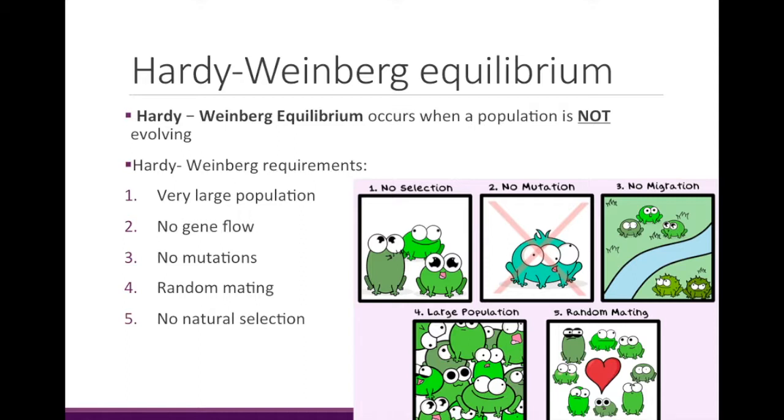You may be thinking that the chance of any population meeting all of those requirements and actually being in Hardy-Weinberg equilibrium is just never going to happen. Well, you're probably right. Most populations are evolving, but using the Hardy-Weinberg equilibrium gives us a chance to look at these changing alleles over time.